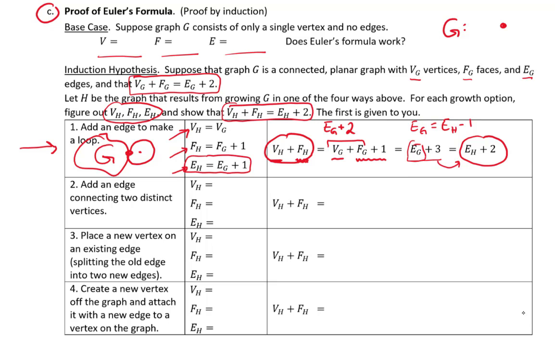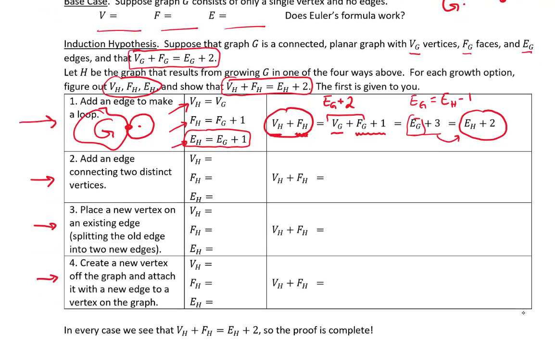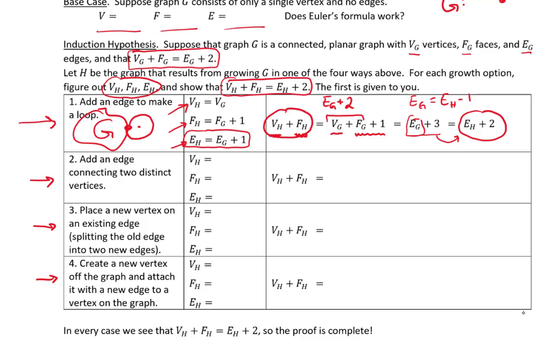All right, so for you, do something similar for parts 2, 3, and 4. See that you can complete the table. You'll complete the proof. In every case, we see that the number of vertices in H plus the number of faces in H equals the number of edges in H plus 2, and so the proof is complete. So complete that for me.